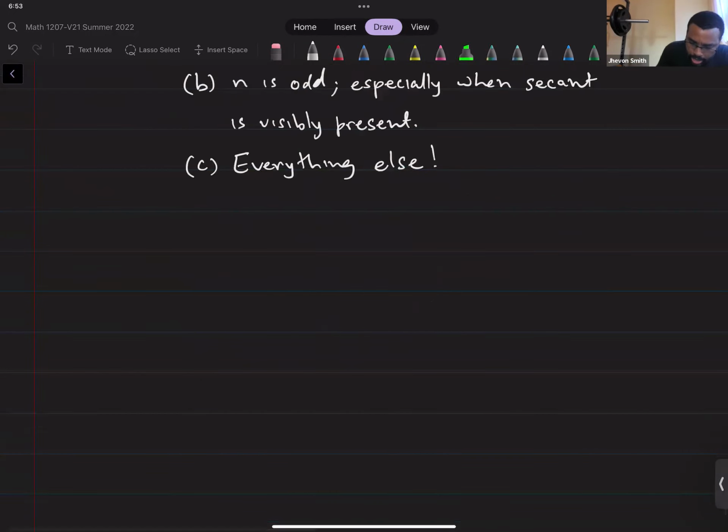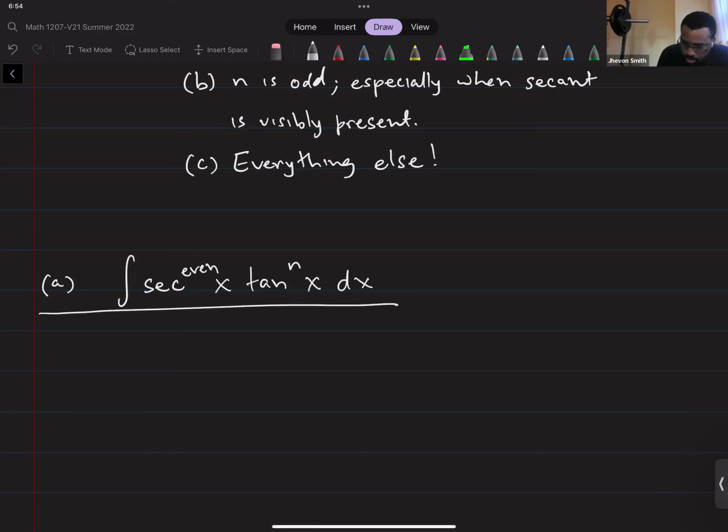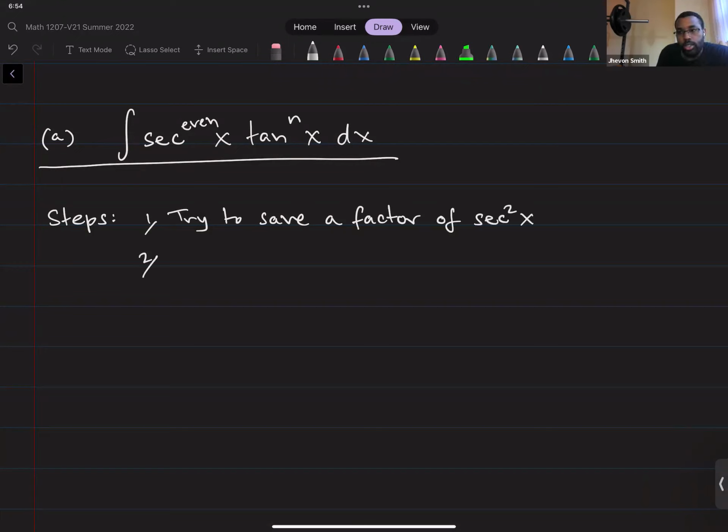So let's deal with case A. You have secant to an even power times tangent to some other power. The steps here are the following. One, you're going to try to save a factor of secant squared. Two, you want to change all other trig functions to tangent.